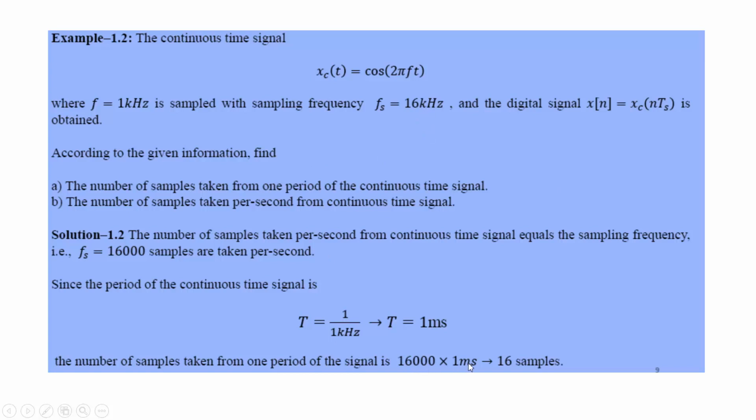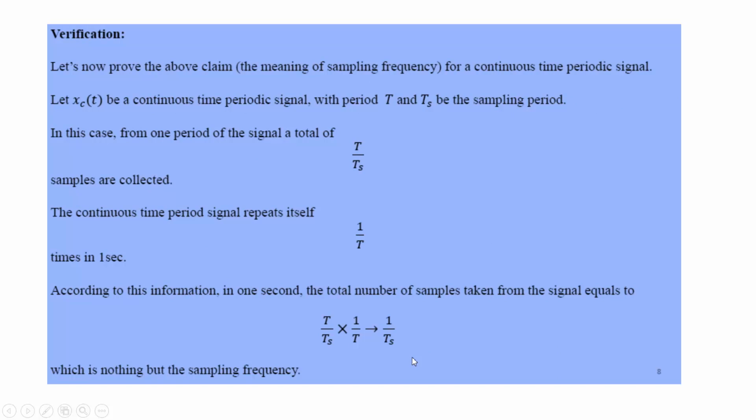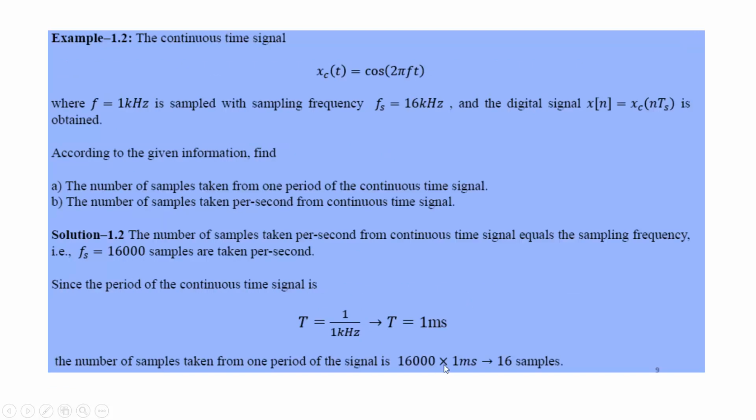16,000 multiplied by 1 millisecond will give me 16 samples. So what are these 16 samples? These 16 samples are present in one period of the sine wave, right? By using this formula, because this will be equal to capital T into 1 by Ts. 1 by Ts is the sampling frequency. So capital T multiplied by the sampling frequency will give me the number of samples. So that's what exactly is done here.